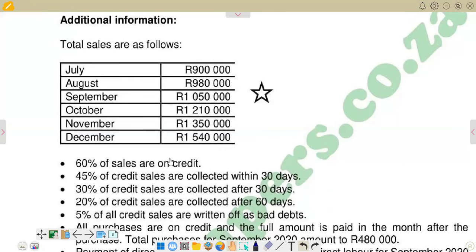And then 20% of credit sales are collected after 60 days. It means after 2 months. So the credit sales that we have for August are collected in, say, September, the first month, then October, the second month. So they'll be collected in the second month, that is October. So that's what it means.